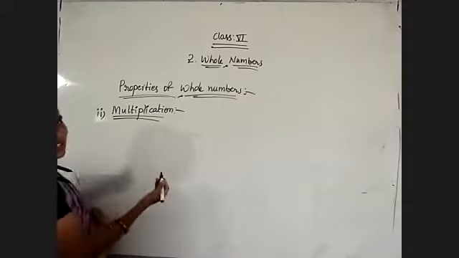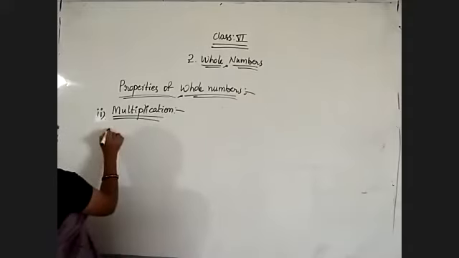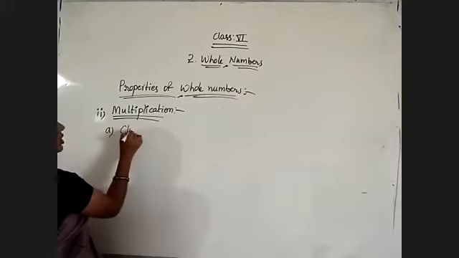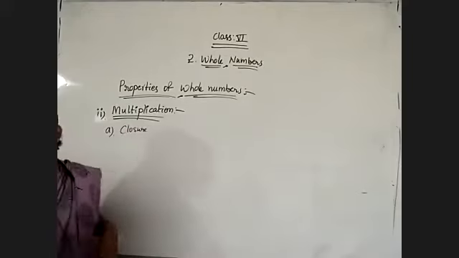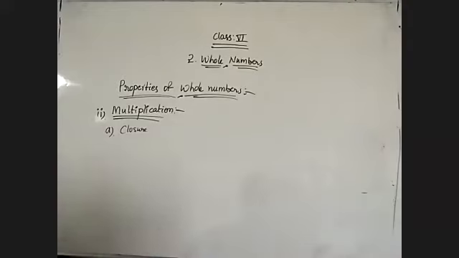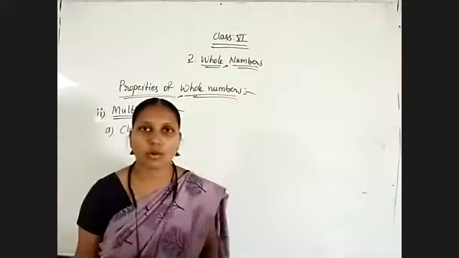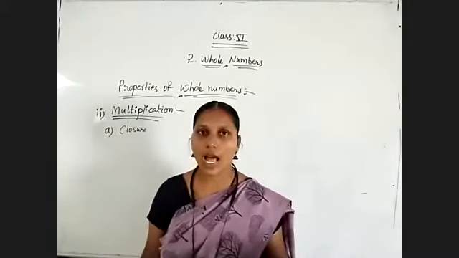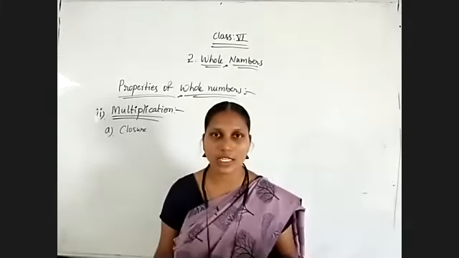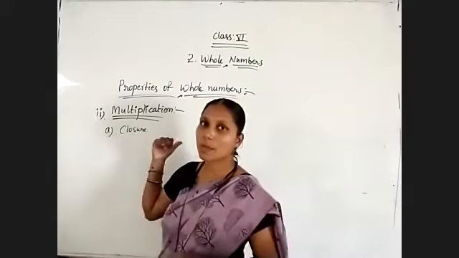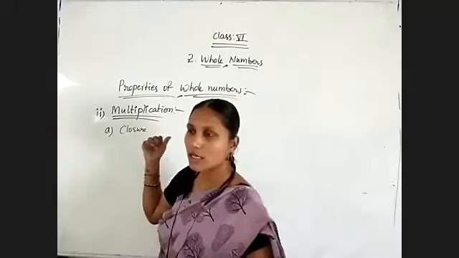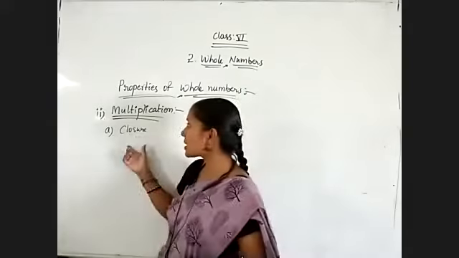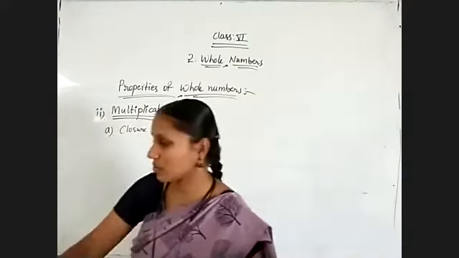So now multiplication. Our first property, what we discussed yesterday, closure property. Yesterday we discussed closure property, commutative property, associative property, and additive identity. All these properties we discussed over addition. Today we are going to apply the same properties under multiplication for whole numbers. So whether these properties are suitable for multiplication or not, we will check today.